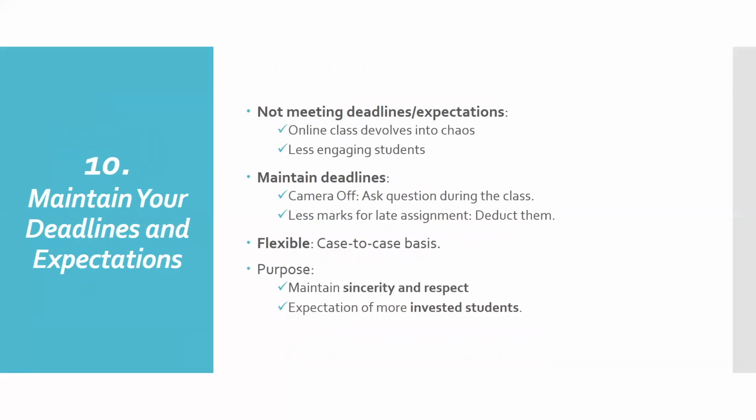Having talked about setting expectations, now is the time for meeting those expectations, which is our next strategy. Maintain your deadlines and expectations. There is no doubt that setting and meeting deadlines and expectations help in the smooth functioning of class. If an online class devolves into chaos, or if the students do not engage in the discussion forum, it is likely because they do not take the deadlines and the set expectations seriously. It is you as a teacher who can ensure that the students meet the expectations.